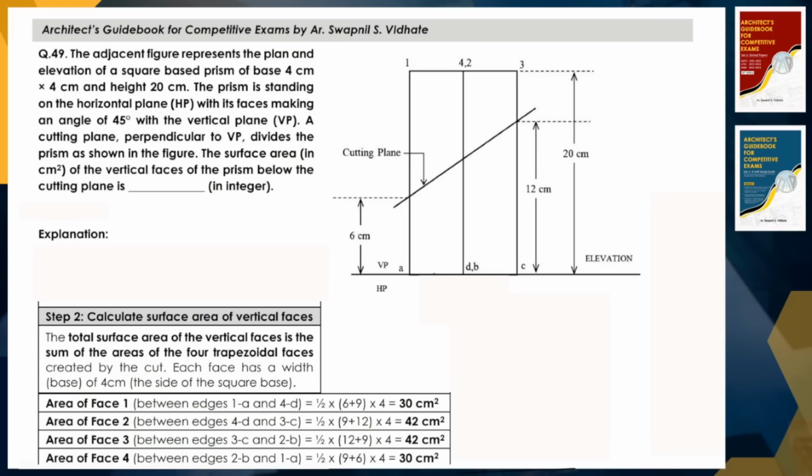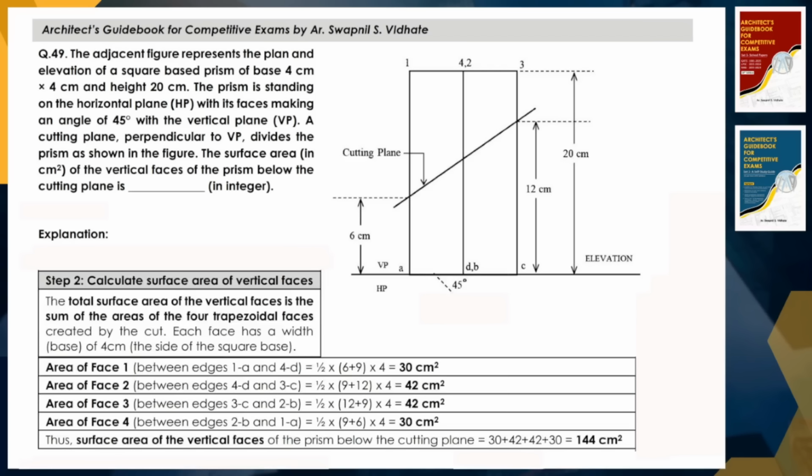So total, what we need to find out, the surface area of the vertical faces of the prism below the cutting plane. So that will be simply the addition of 30 plus 42 plus 42 plus 30. So the surface area of the vertical faces of the prism below the cutting plane will be 144 centimeter square. So 144 is the answer you need to put in your answer. As per the answer key, only one single answer, 144 square centimeter, has been provided. So easy question, question 49.